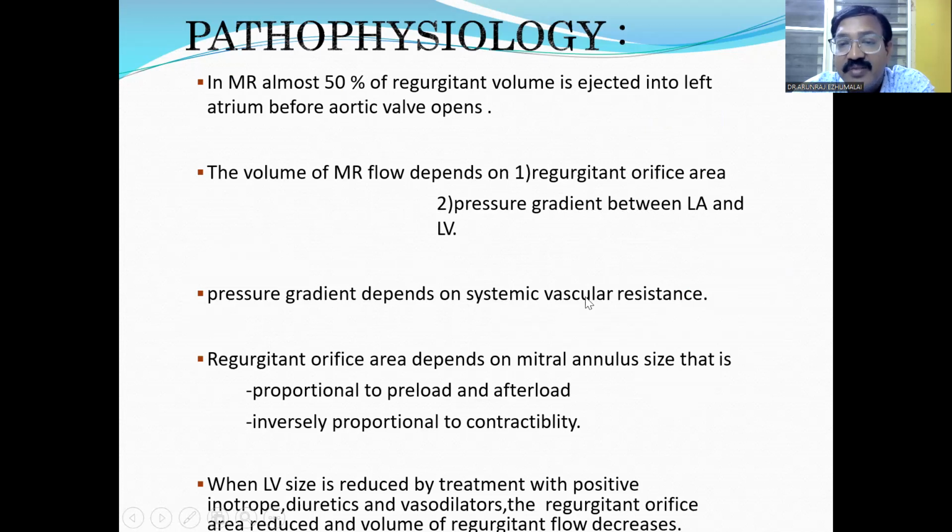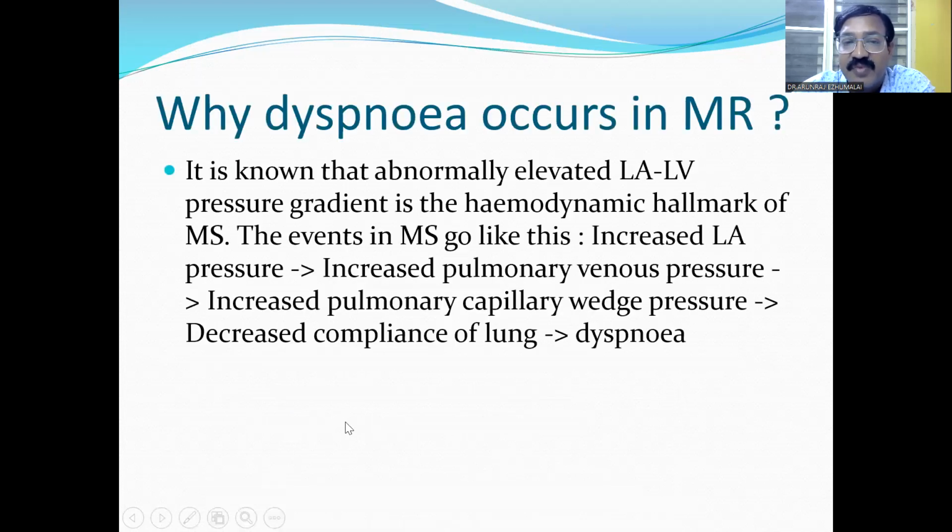Pressure gradient depends on systemic vascular resistance. Systemic means aortic resistance. When the aortic resistance is high, what will happen? Most of the blood will go into the left atrium. So this is the pressure gradient. Regurgitant orifice area depends on the mitral annulus, that is proportional to preload and afterload and inversely proportional to contractility. Okay, this we said.